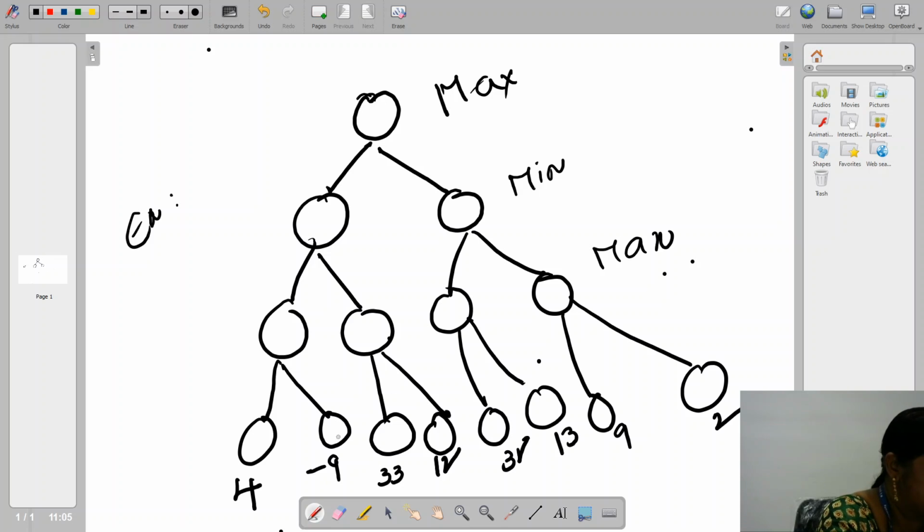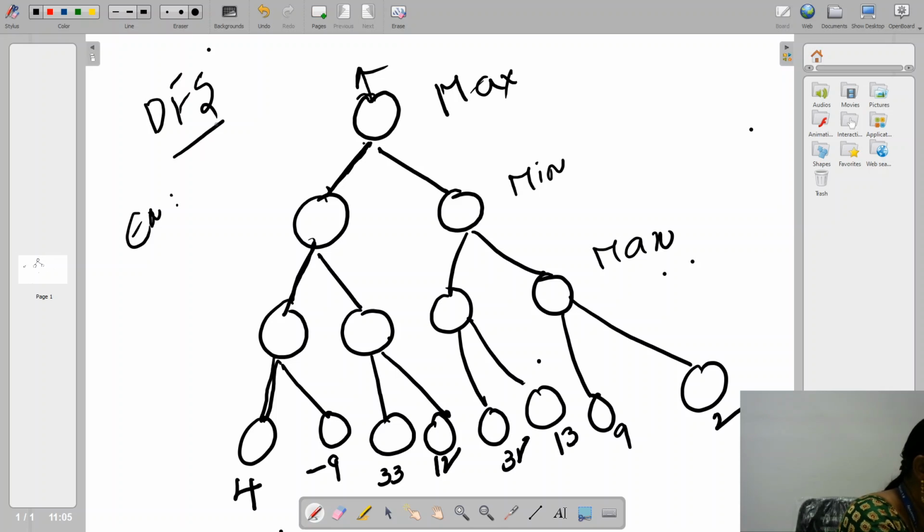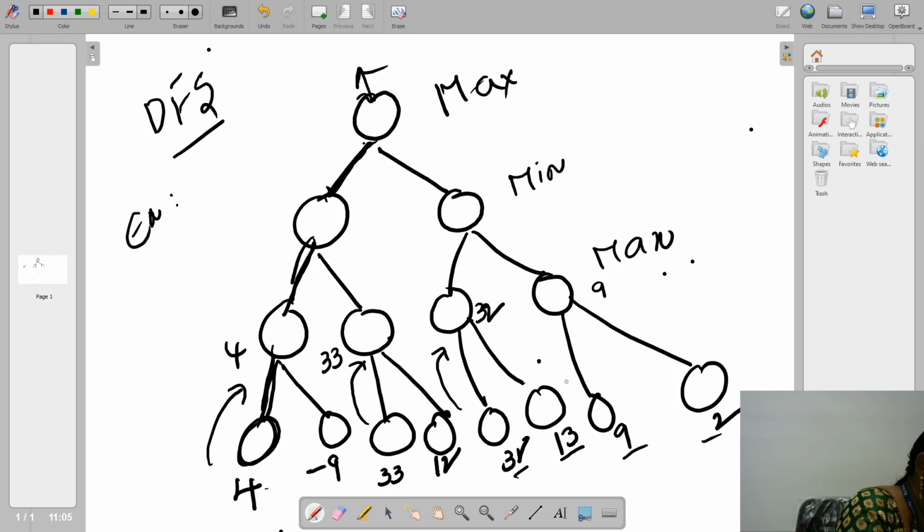So how are you applying the minimax algorithm here? Here we need to direct the max, which path he has to select to win the game. So from this you have to go first towards the terminal, because we are following the DFS strategy. So we are following up to the terminal node. So 4. We are having here 4. Here who is playing? Max is playing. So what is the maximum value here? 4 and minus 9. 4 is the maximum value. And what is the maximum value here? 33 is the maximum value. And here 32 and 13. Which one is the maximum? 32 is the maximum. 9 and 2. Which one is the maximum? 9 is the maximum. That means you are applying the backtracking technique here.